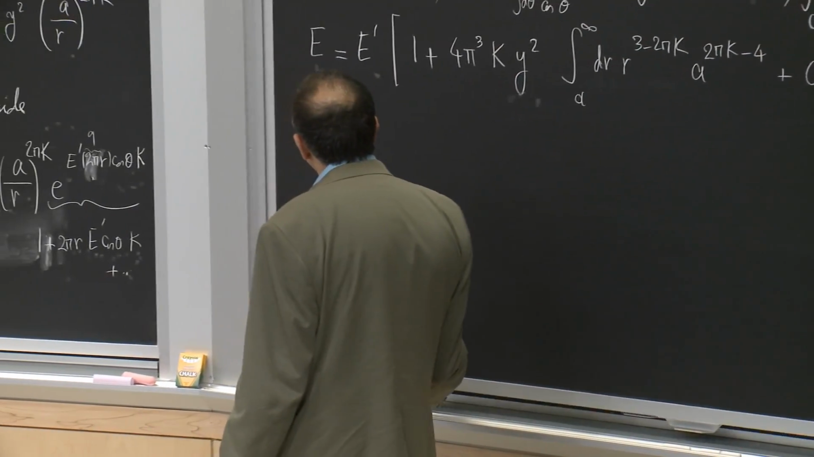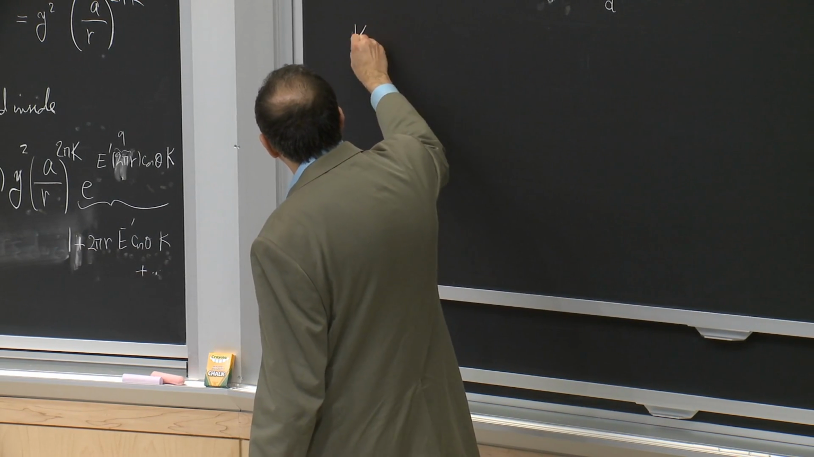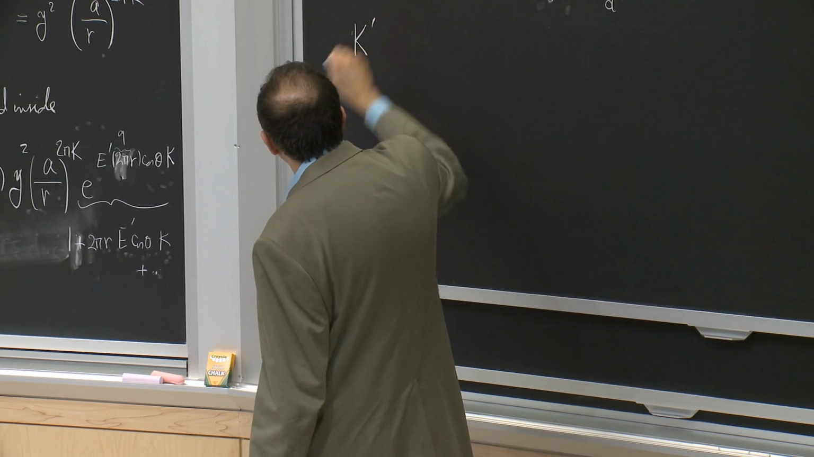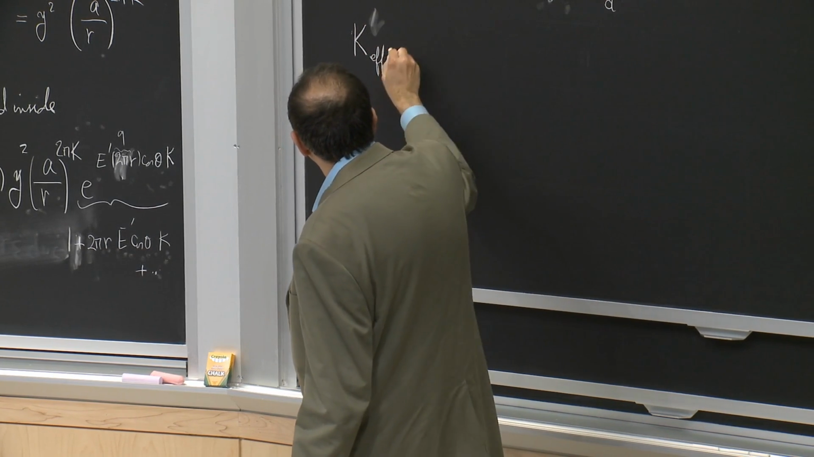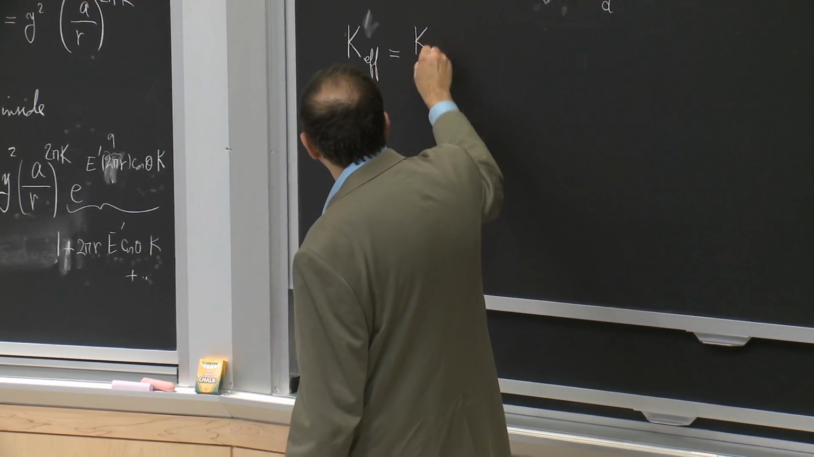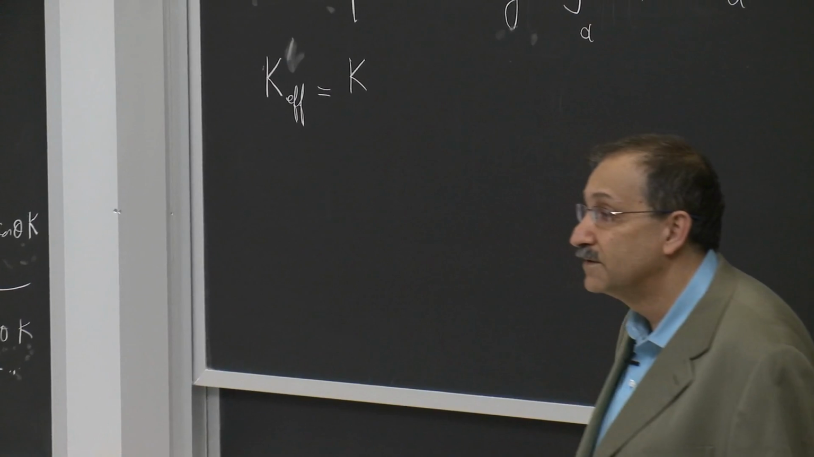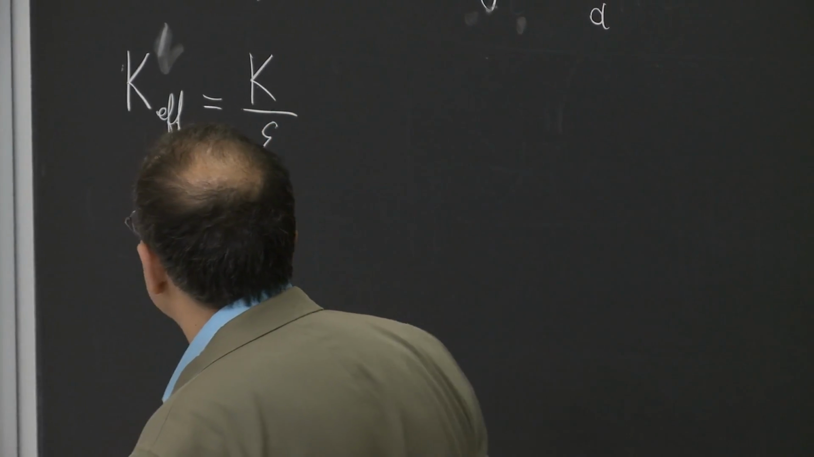I can write it in the following fashion. I can say that there is an effective K, let's call it K effective, which is different from the original K that I have. It is reduced by a factor of epsilon.